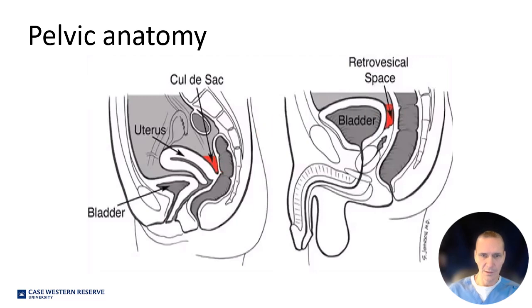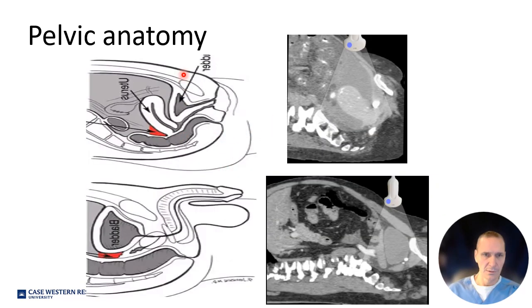And again, this image flipped, we'll be scanning from this area through the bladder. We're looking here, and we're looking here. And this is kind of how the ultrasound probes. So indicator towards the patient's head, and indicator towards the patient's head.